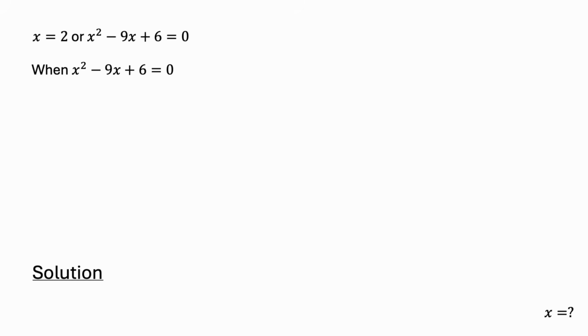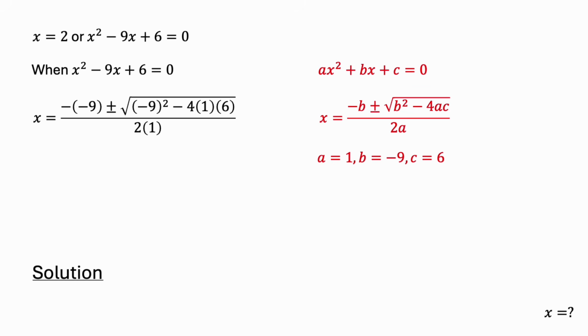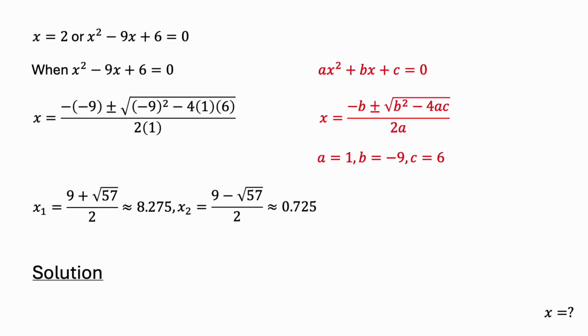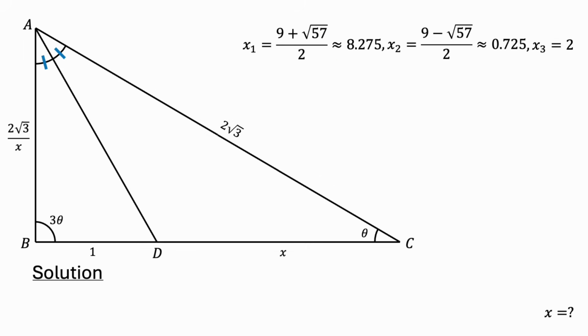When x squared minus 9x plus 6 equals 0, applying the quadratic formula with a equals 1, b equals minus 9, and c equals 6 gives us two possible solutions. x1 equals 9 plus square root 57 over 2, which is approximately 8.275, and x2 equals 9 minus square root 57 over 2, which is approximately 0.725. A third solution is then x3 equals 2. To determine the possible values of x, let us return to the diagram.